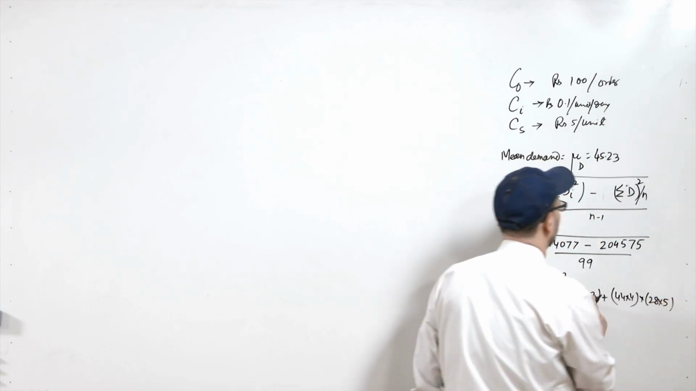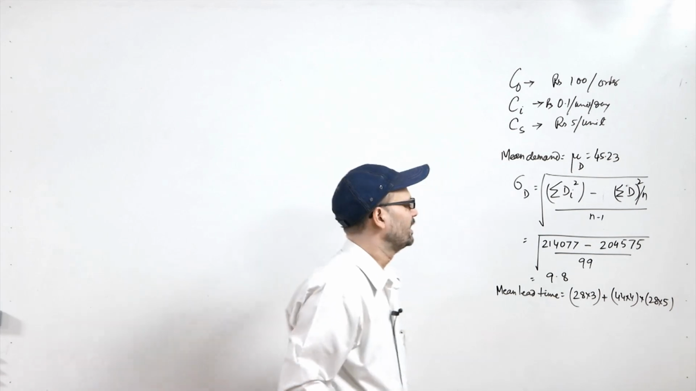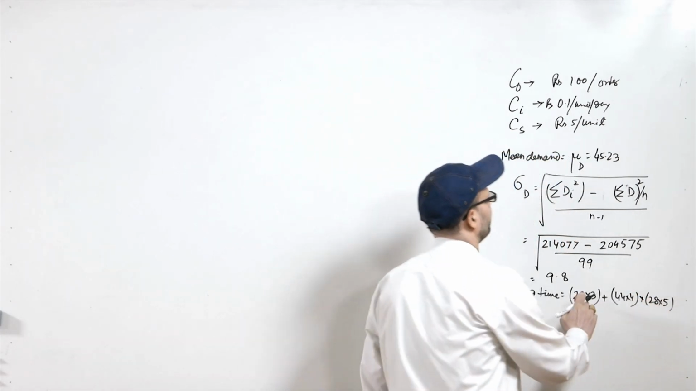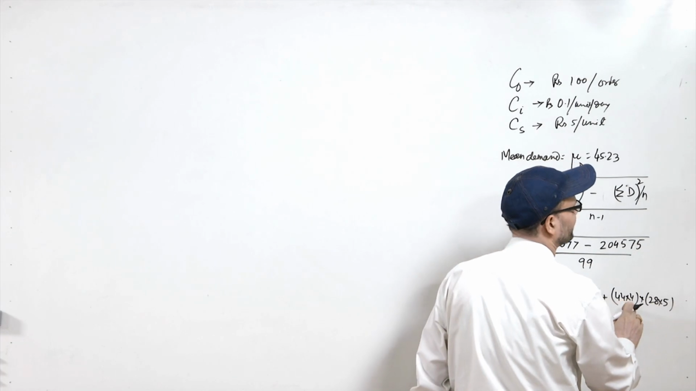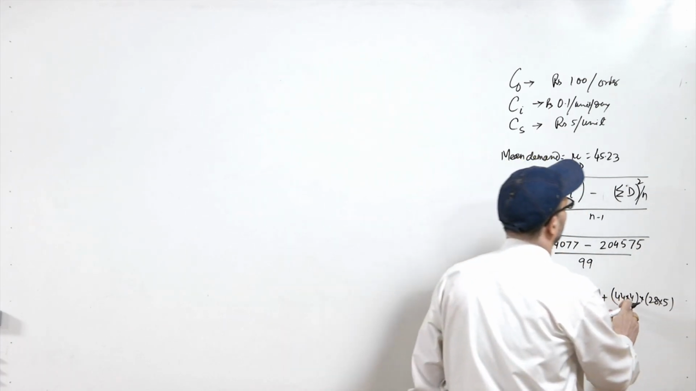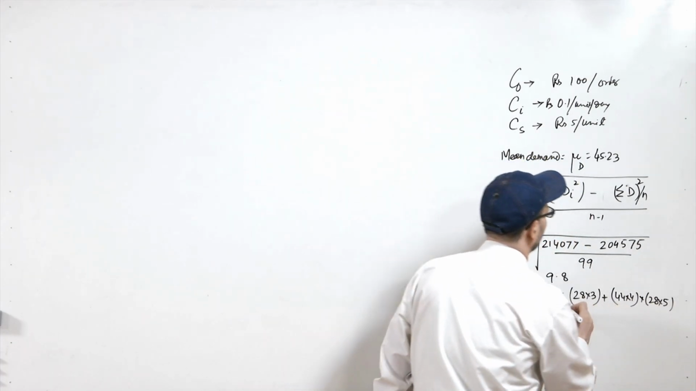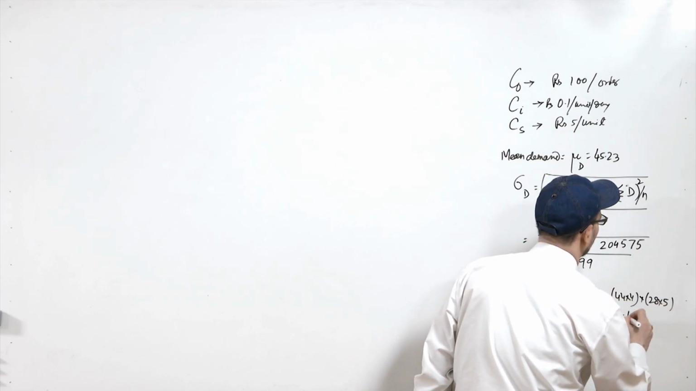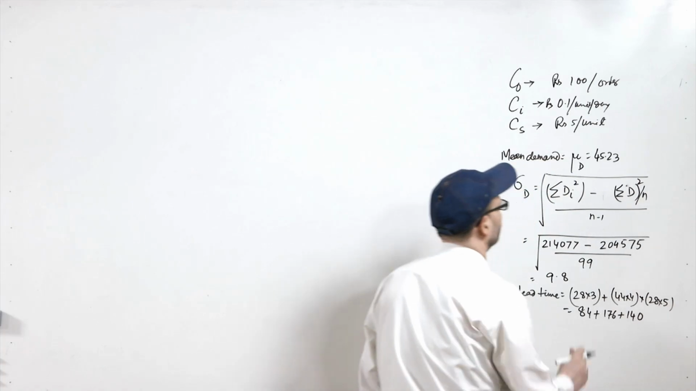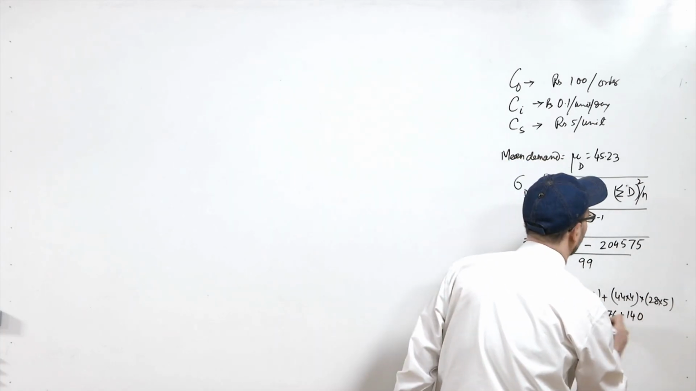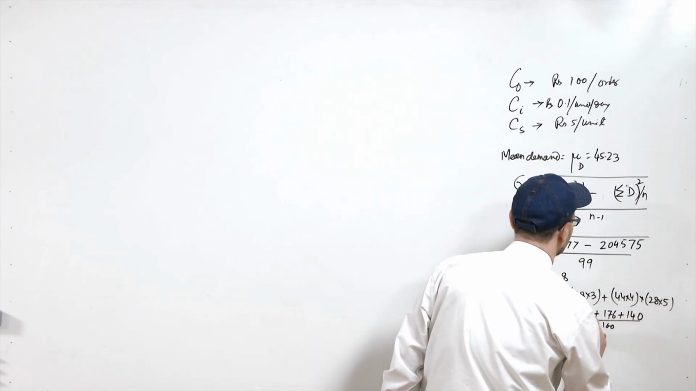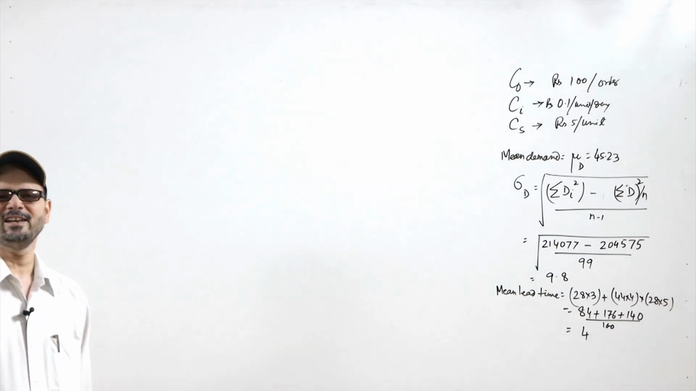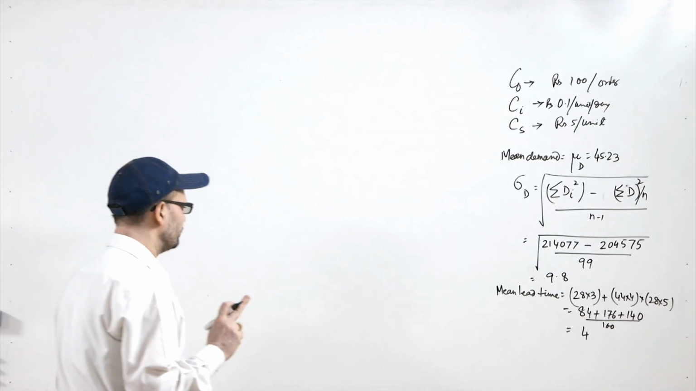So it will be 84 plus 176 plus 140. 84 plus 176 will be 260, and 260 plus 140 is 400, divided by 100. So it is 4. The mean lead time comes out to be 4 days.